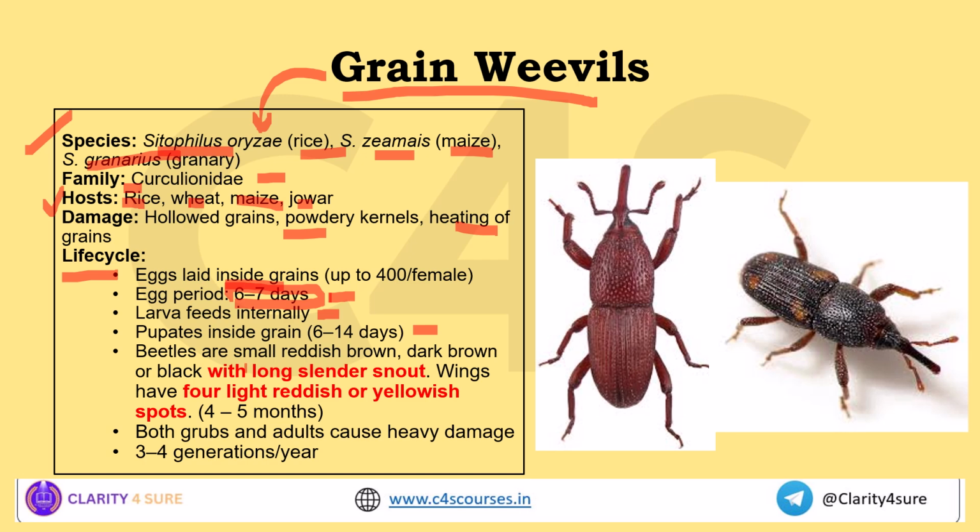The adults are small, red brown to dark brown, with a long slender snout. You can see from this image I have inserted how the beetles have a long slender snout. The wings are light reddish or yellowish, with yellowish spots. As you can see here, the wings have light yellowish spots on their dorsal side. Grain weevils are from the Coleoptera order, so the damage in this order is generally caused by the grubs and adults. The grubs and adults cause heavy damage by this pest.